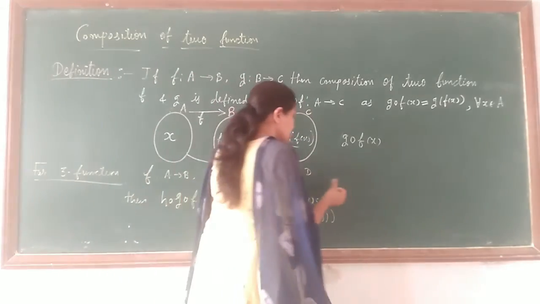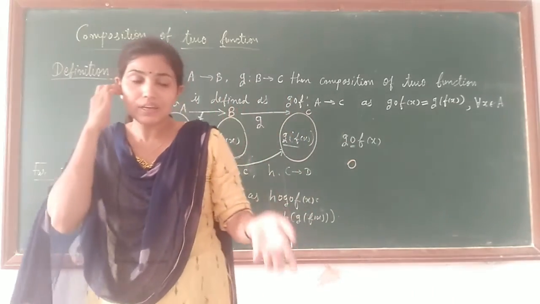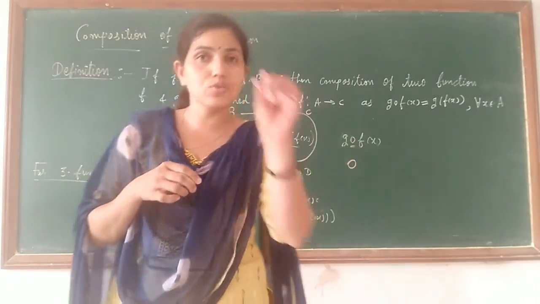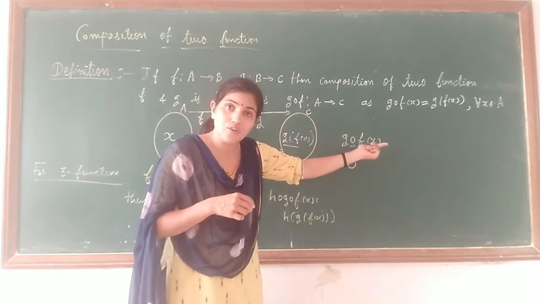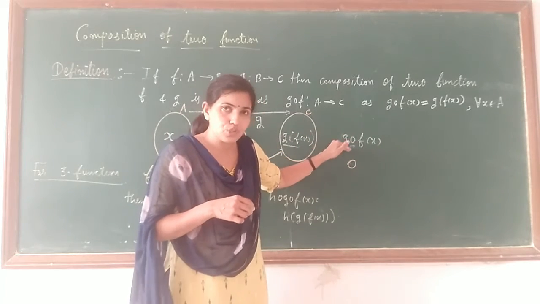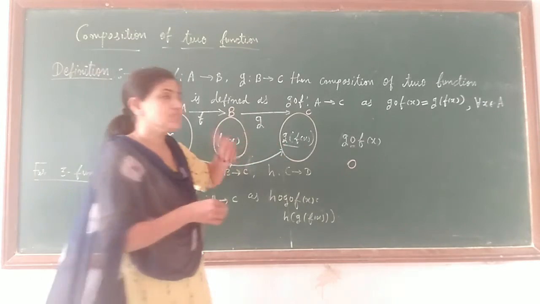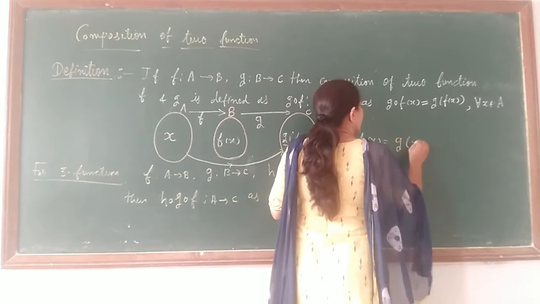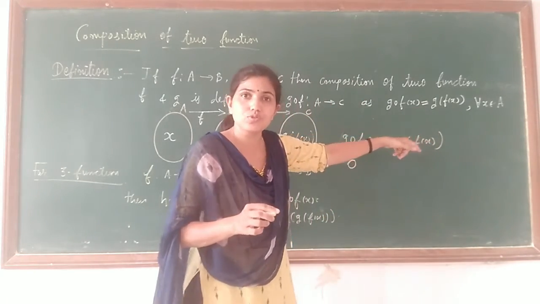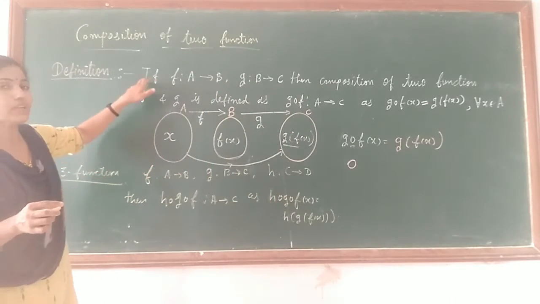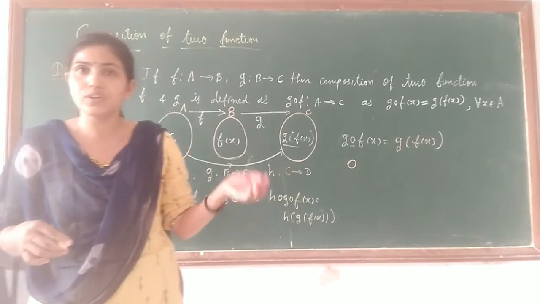This notation, the small circle, is known as the notation for composition. So g composition f of x is defined as how the element goes to C, g of f of x, where x belongs to the set A. I hope you understood from the Venn diagram. So let us see the definition.